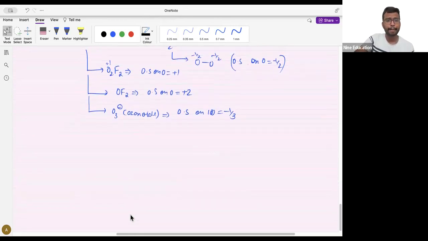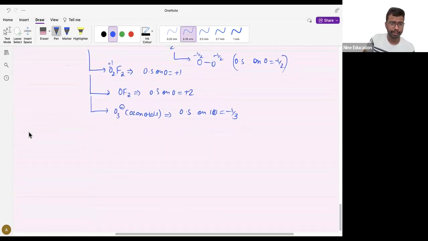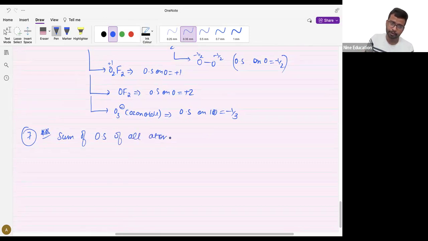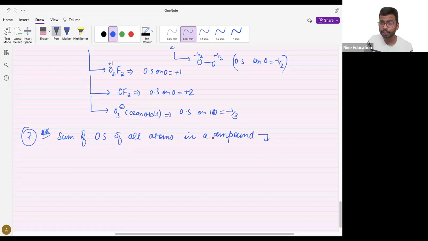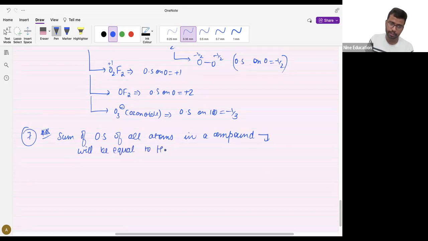So see, the last, seventh rule I am writing here. See beta, seventh, which is the most important of all the rules. The sum of oxidation states of all atoms in a compound will be equal to the total charge on that compound. Remember this.